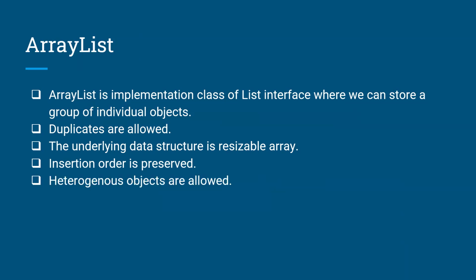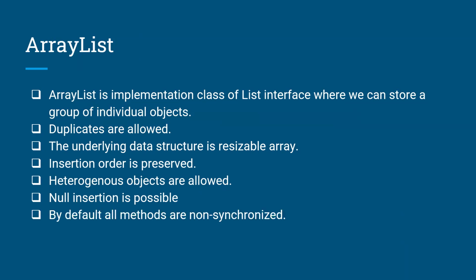Next, heterogeneous objects are allowed. That means we can store different types of objects. You can store an integer, a string, a float, a double, or if you're taking objects like Employee, you can store Student. So multiple types of objects you can store. Next, null insertion is possible, so we can store the null value here.